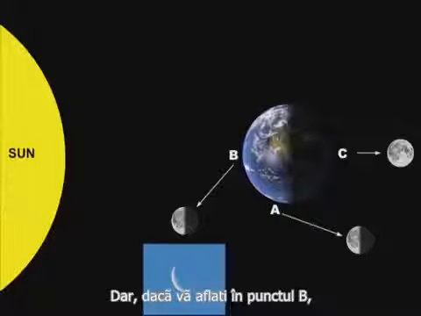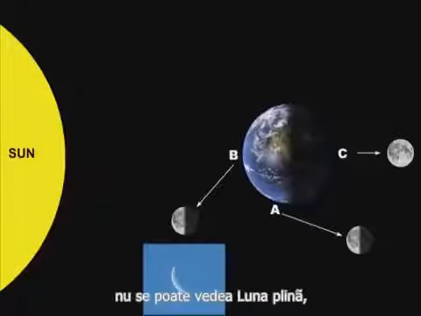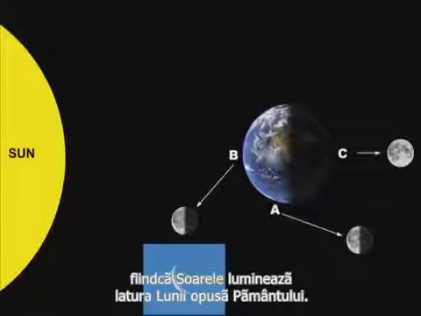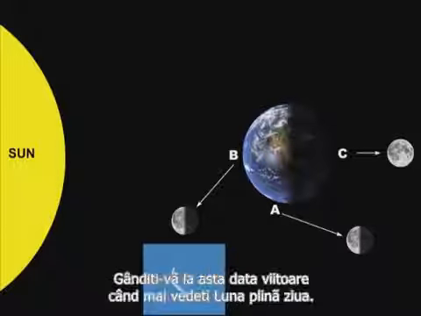But if you're standing at point B, which is midday, that is, the sun is directly overhead, then there isn't anywhere that the moon can be that will allow you to see it as full, because the sun will be illuminating the side of the moon that is facing away from you. So the best you'll be able to see is a sliver of the moon. Think about it next time you see the full moon during the day.